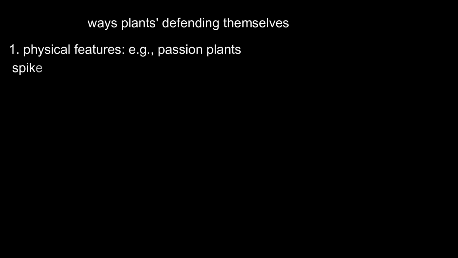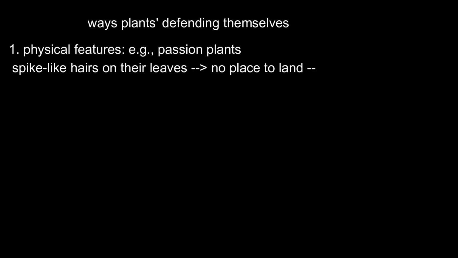Now, some plants have physical features that prevent insects from landing on them. Like the passion plant, for example. Its leaves have little spiky hairs all over them. They're like spikes sticking out of the plant that are so numerous and dense that they prevent insects from landing on the leaves. Basically, there's just no room for the insect to land. And since insects can't land on the leaves, they can't eat them. So the little hairs serve as a physical feature that helps protect the passion plant from insects.